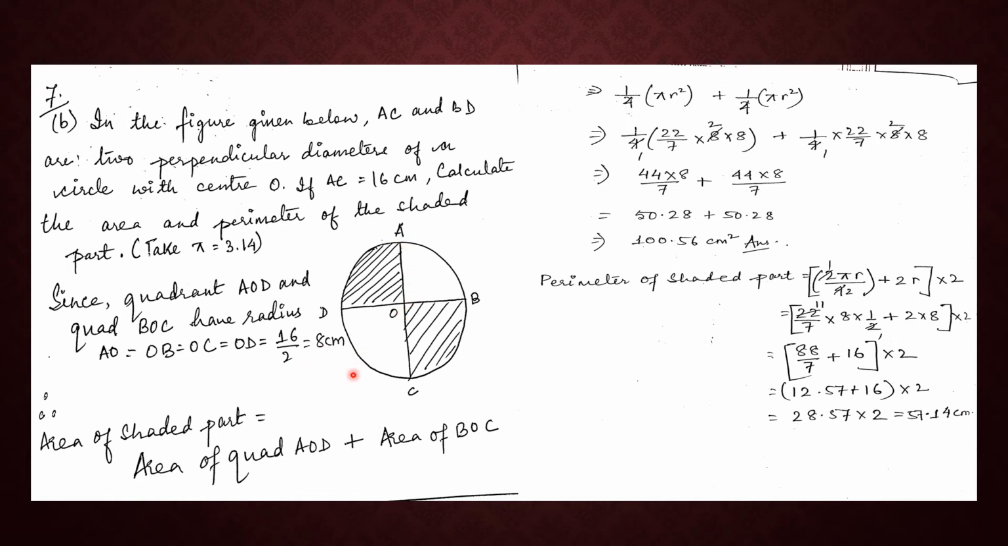So for the area of the shaded part, we need to find the area of the two quadrants here. So the formula is 1/4 into the area of a circle. When we solve this, we get 100.56 centimeter square as the area here. The perimeter will again be (pi r plus 2r) into the radius here. On solving this, we get 28.57 into 2, that comes to 57.14 centimeter, which is the perimeter of the shaded portion here.